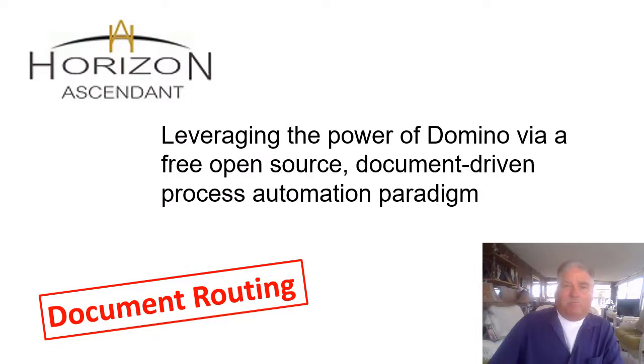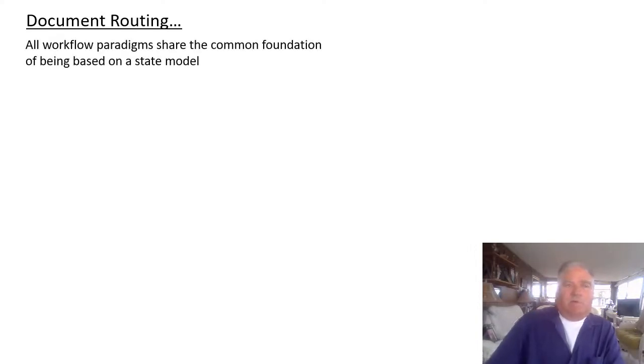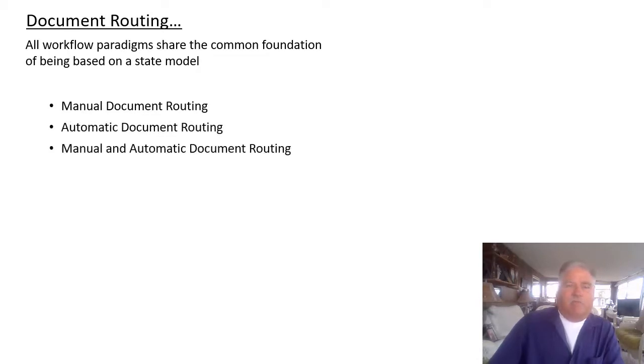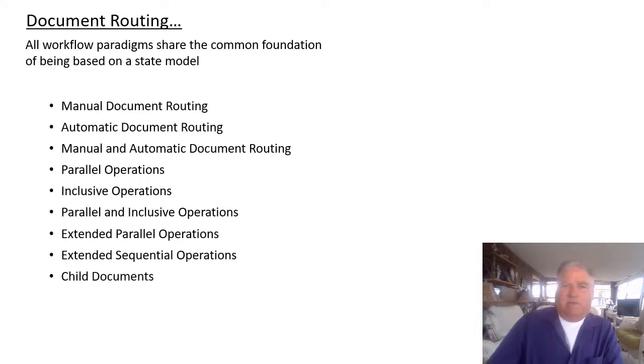Thanks for joining me. In this particular video, we'll be walking through some of the various document routing types that exist in process automation systems. Some of the various types that we'll be looking at today, I'll enumerate here on the screen. In order to produce a coherent ecosystem, at the end of the day, all of these need to be rooted in a complete and consistent methodology.